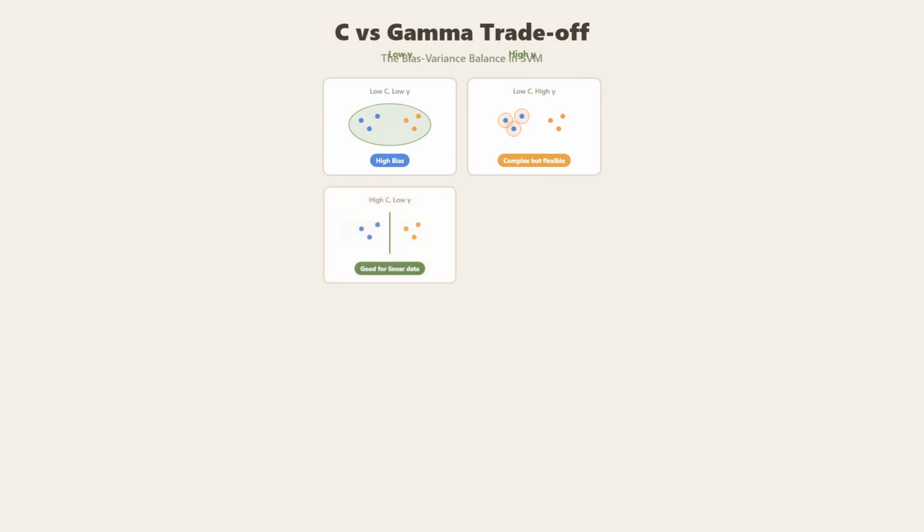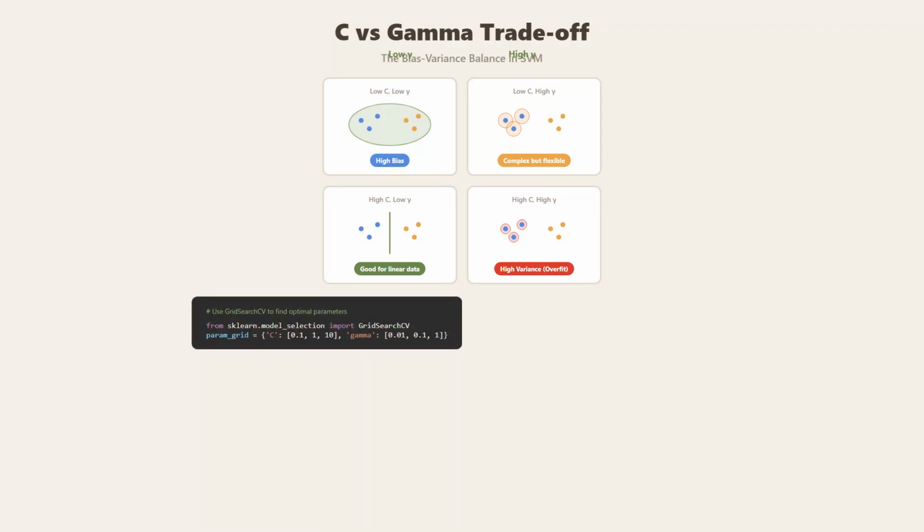Now, let's see how C and gamma interact with each other. This is crucial because tuning only one while ignoring the other often leads to poor results. We can visualize this as a 2x2 grid. On one axis, we have C, the regularization parameter that controls how much we penalize misclassification.